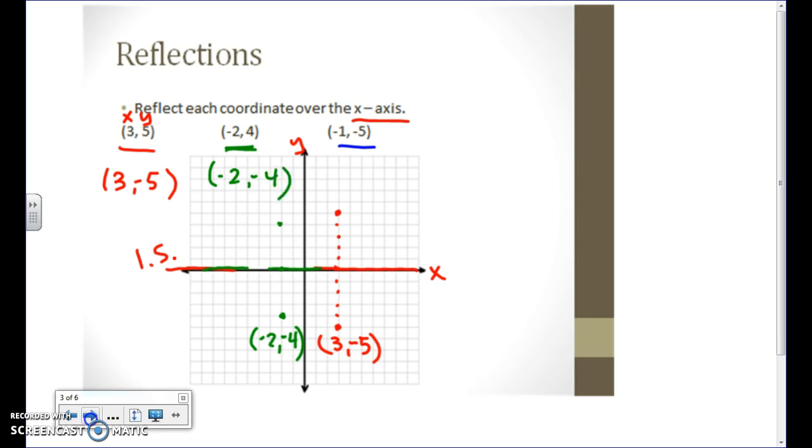And finally, the blue one, negative 1, negative 5. Negative 1 in the x direction, negative 5, 1, 2, 3, 4, 5 in the y direction. There's the initial point. We need to figure out how far it is from the x-axis. 1, 2, 3, 4, 5. So we need to go 5 more. 1, 2, 3, 4, 5. There's the reflected point. And it's in a position at negative 1, positive 5.